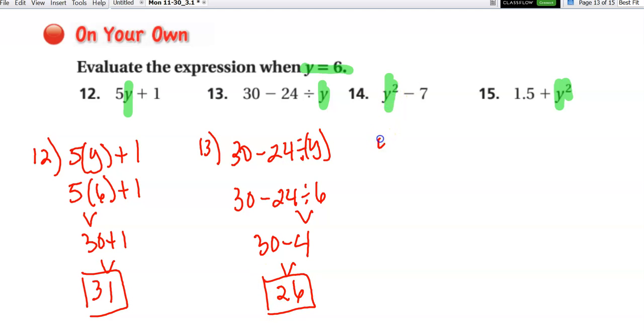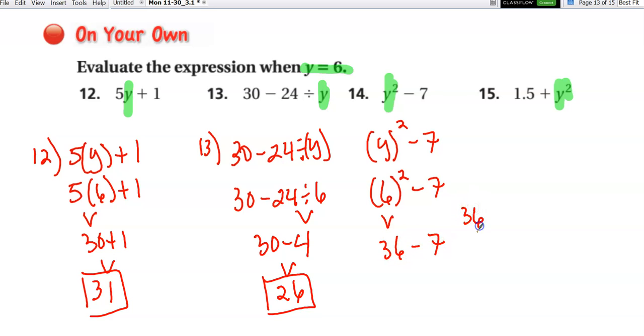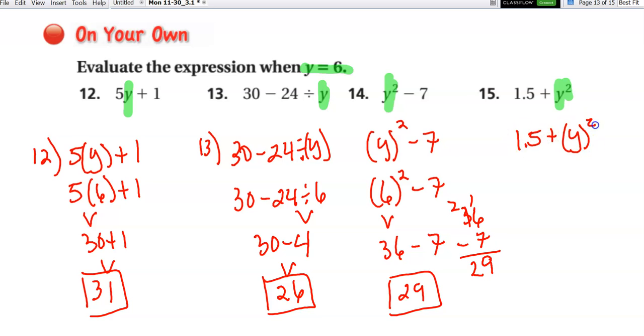And then I'm going to write the y in parentheses, y squared minus 7, and I know that I'm substituting in 6 for y, so I get 6 squared minus 7. 6 times 6 is 36 minus 7. If I'm not good at this mental math, I'm going to show you my regrouping. 16 minus 7 is 9. 2 minus 0 is 2. I got 29.